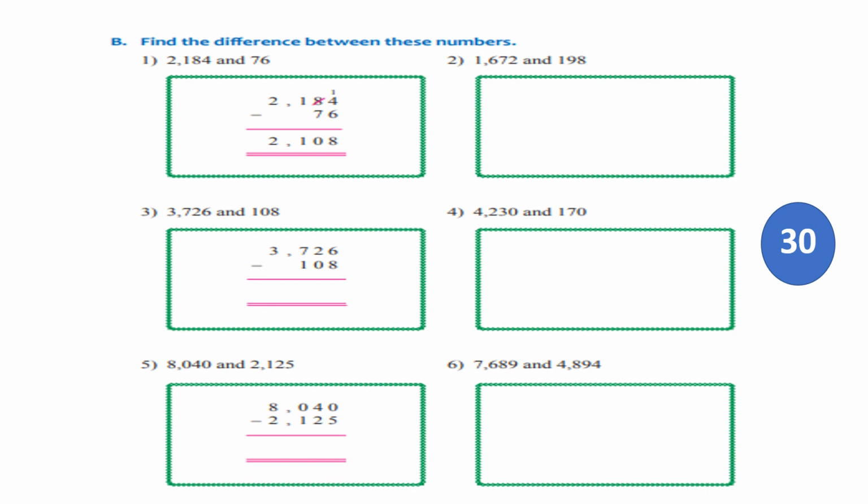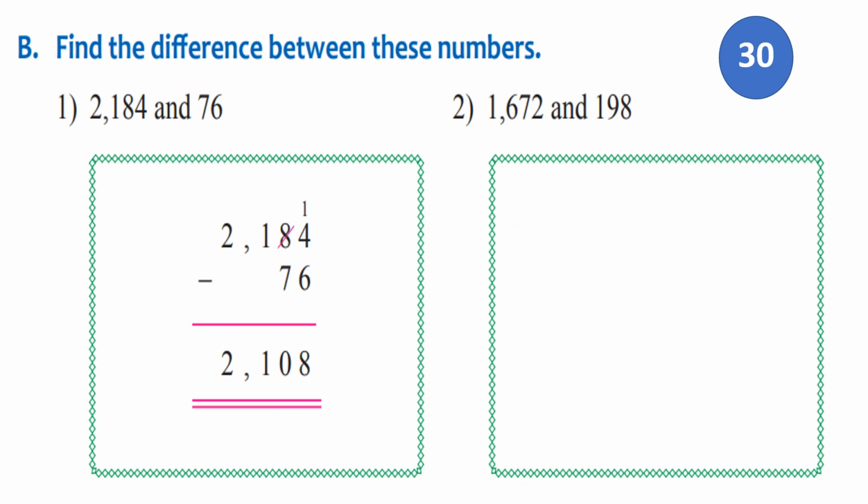Okay, students, open your book, page 30. This is our exercise for today. Okay, students, part B, find the difference between these numbers. If you say difference, this is subtraction.